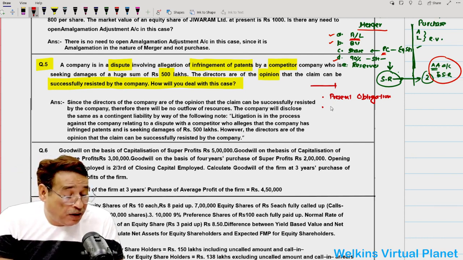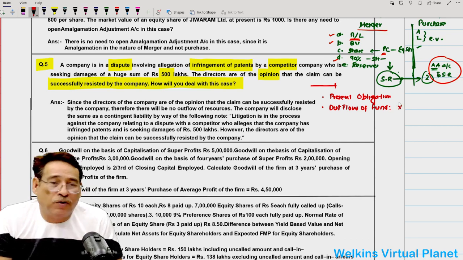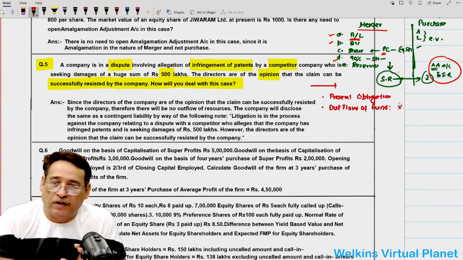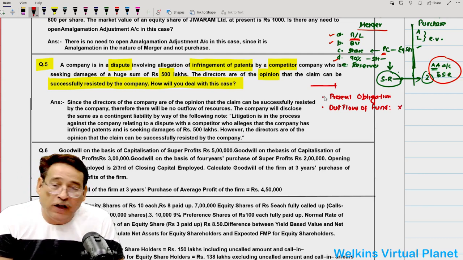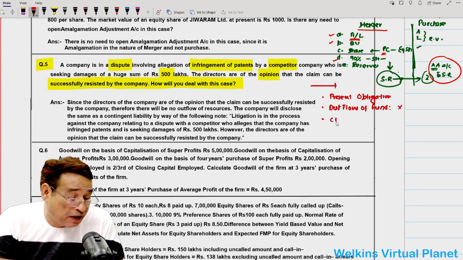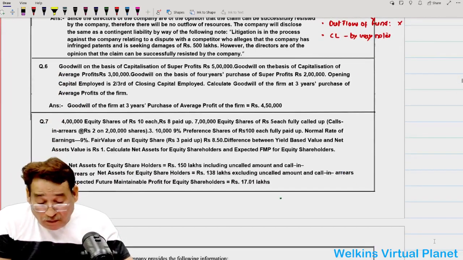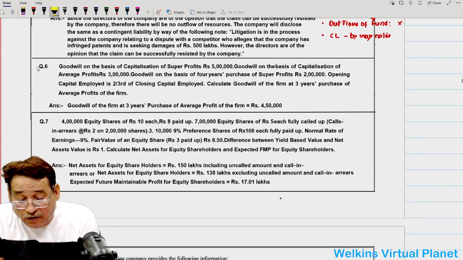But at the same time, probability of outflow of funds is not there. Why? Because your directors feel that you can successfully resist the case. So if there is a present obligation, but probability of outflow of funds is not there, then it will be recognized as a contingent liability by way of notes. That's all. So it will be recognized by way of contingent liability. Correct? Question number 5. Then there is question number 6.